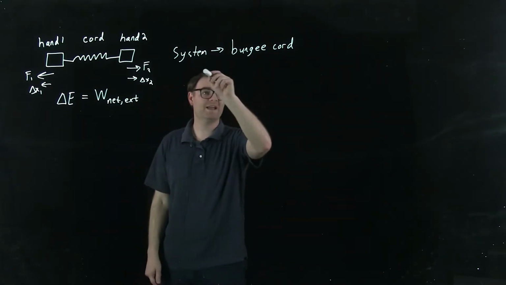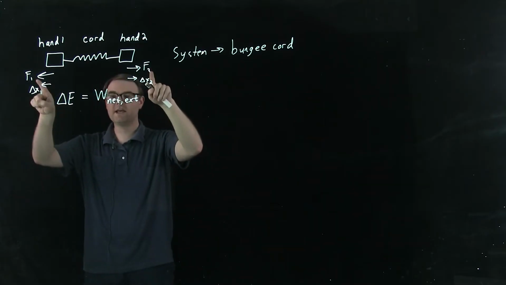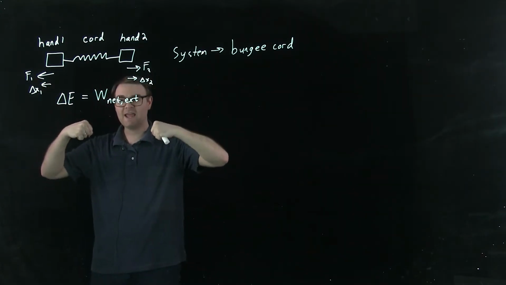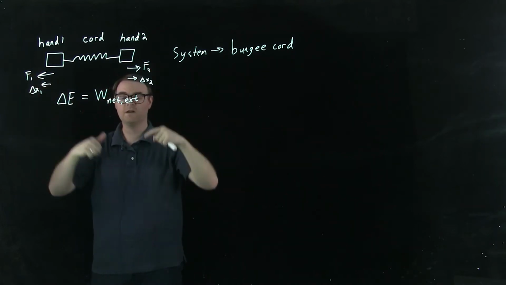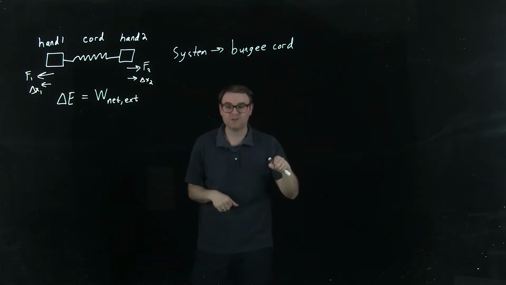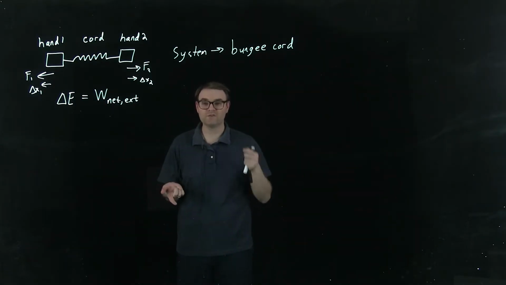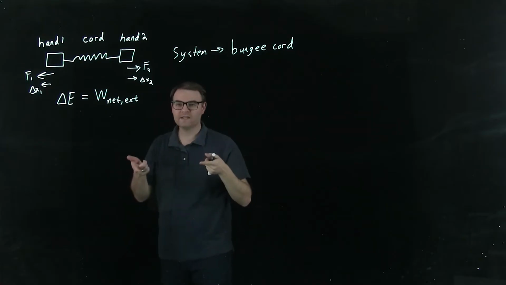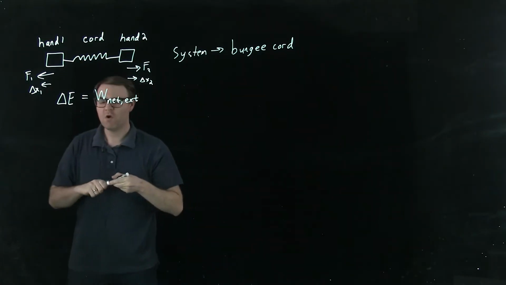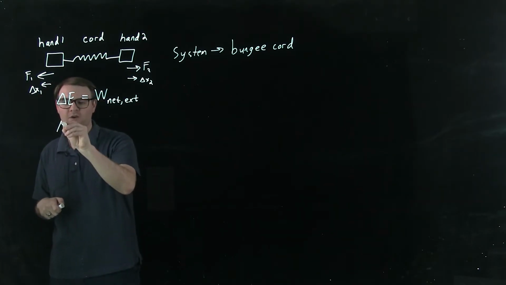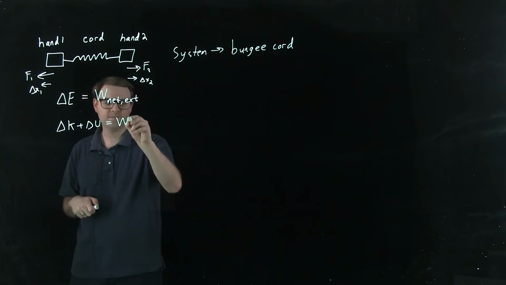I'm going to pick a system that consists just of the bungee cord today, which means the two external forces I'm dealing with are the forces by my hands on the bungee cord. In each instance, that force is associated with a displacement in the same direction as the force, which means I'm going to get some positive external work done on the system by my hands. And then I can think about where is that energy going? Well, it could be kinetic energy or potential energy that we get out of this.